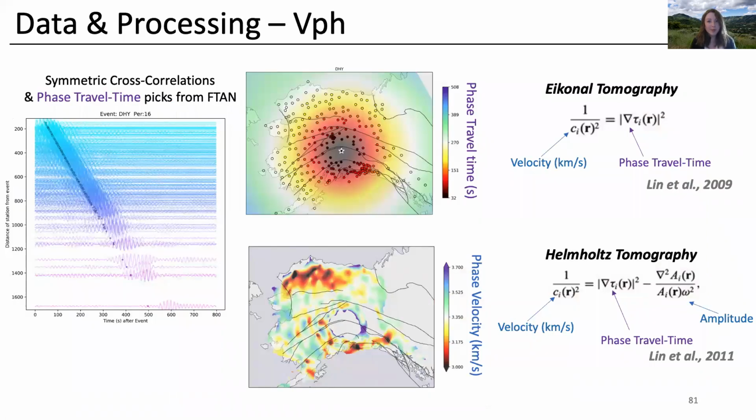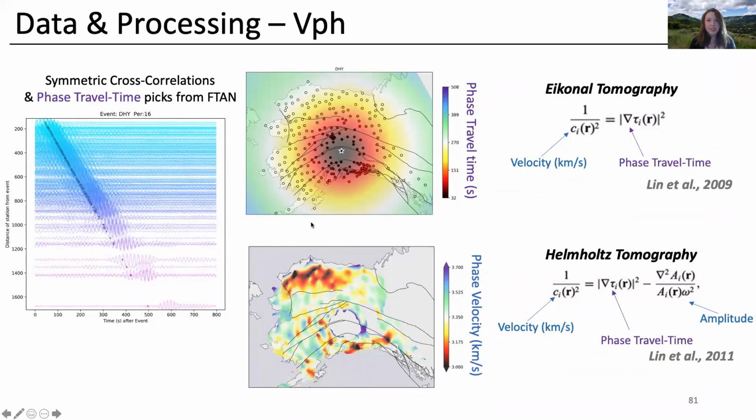From both ambient noise and earthquakes, we obtain Rayleigh wave phase velocities. Specifically, we perform eikonal tomography, which relates the phase velocity to the spatial derivative of the phase travel time. Helmholtz tomography is similar, but with a minor amplitude correction term that is required for longer period measurements.